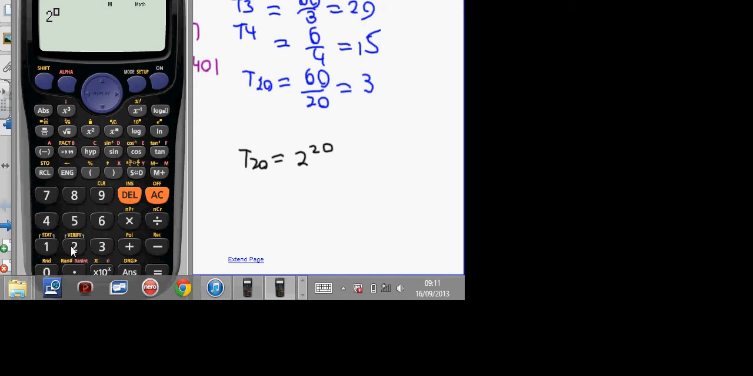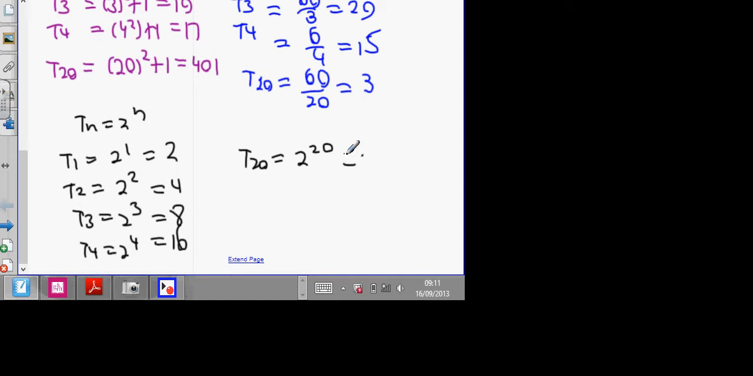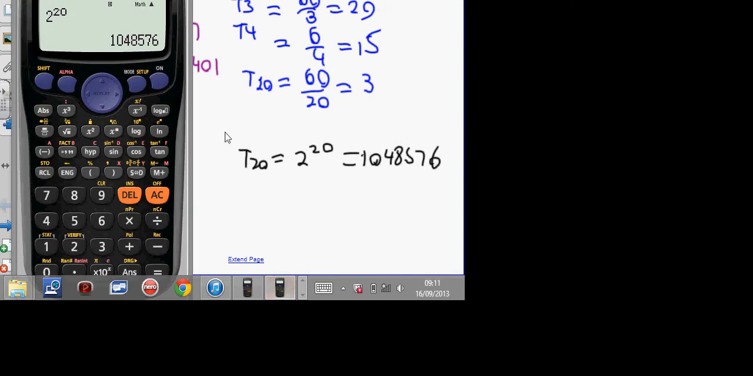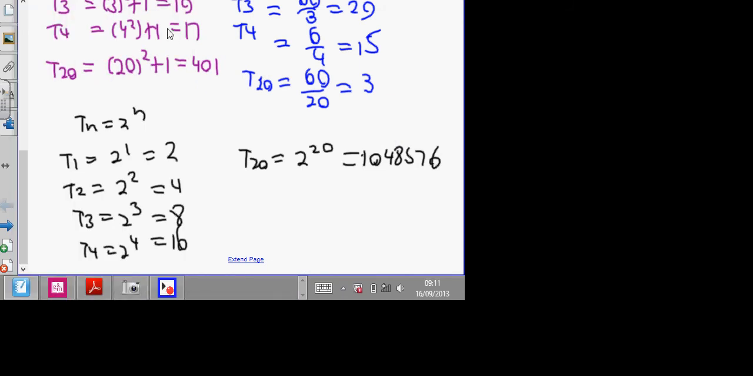2 to the power of 20. So that's your number there, 1048,576, if I can remember. Okay, how many people got those ones out for T20? Okay, the majority of the class.